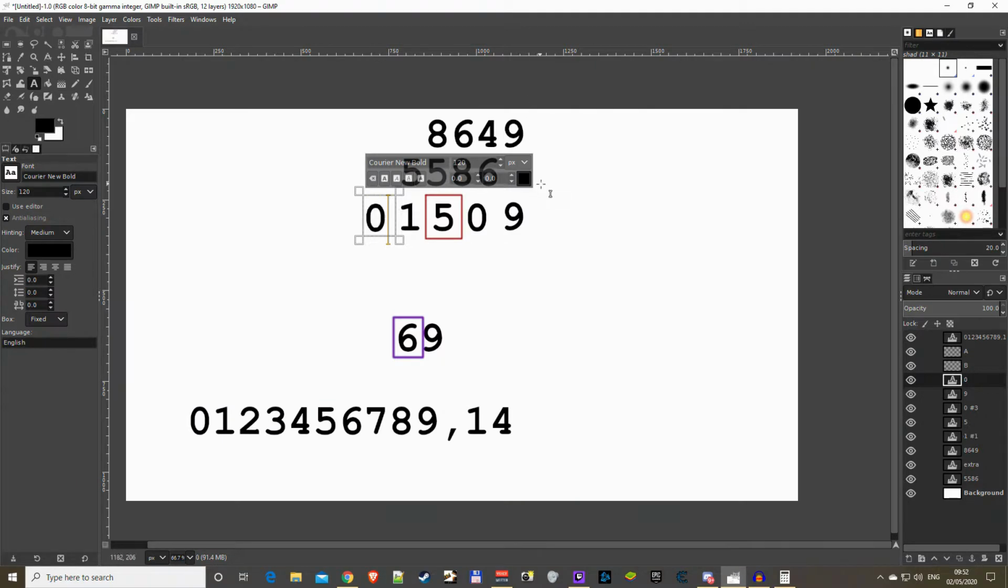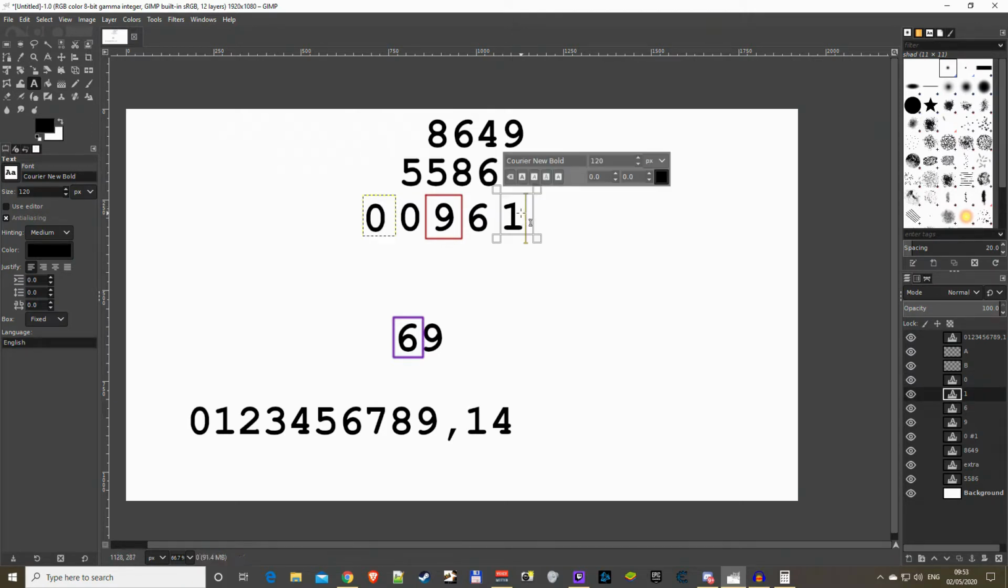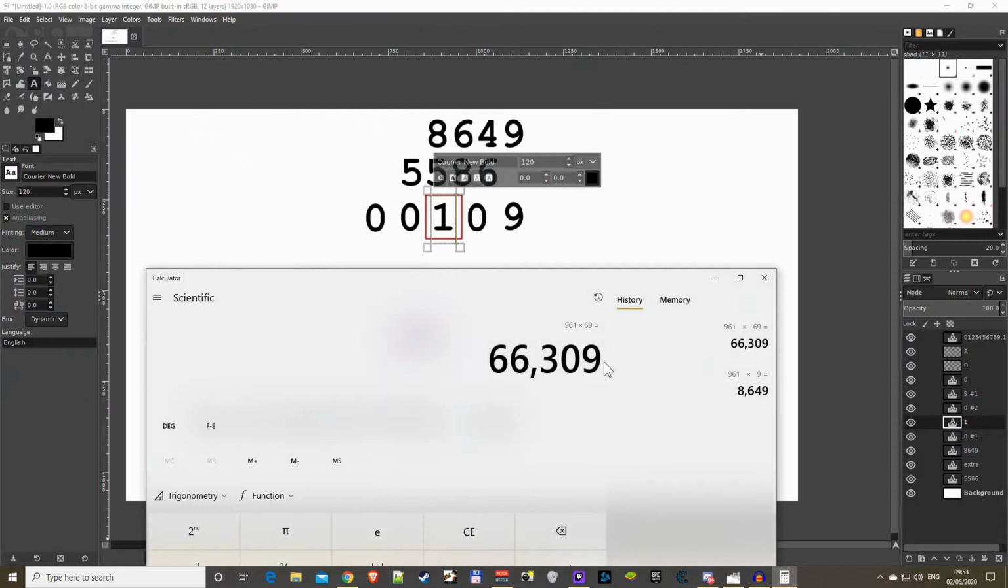Can I scroll that far back? 961. Something went wrong? I don't know what. I guess I messed up somewhere here. Let's see. So this one should be 9. This one is 0. But then I messed up here. Why did I mess up? It should be a 3.